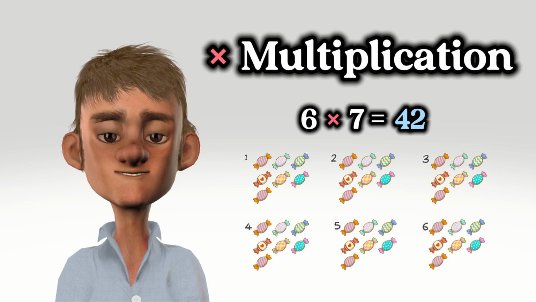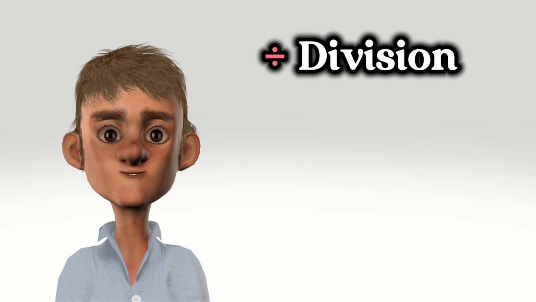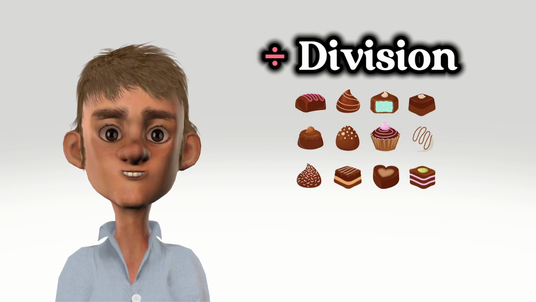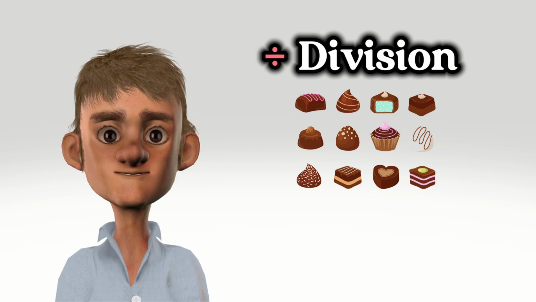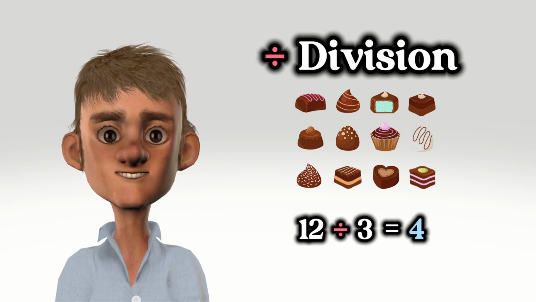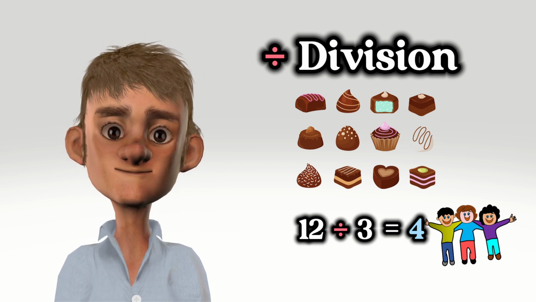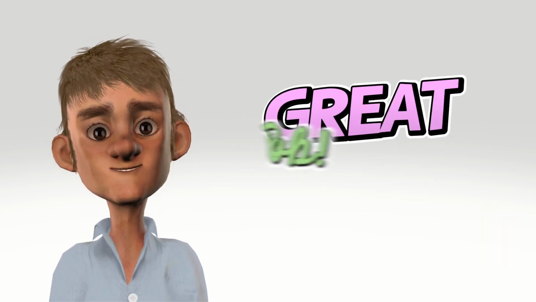Finally, we have division. Division is all about splitting a number into equal parts. If you have 12 chocolates and you want to share them equally among 3 friends, 12 divided by 3 is equal to 4. Each friend gets 4 chocolates. Sharing is caring.